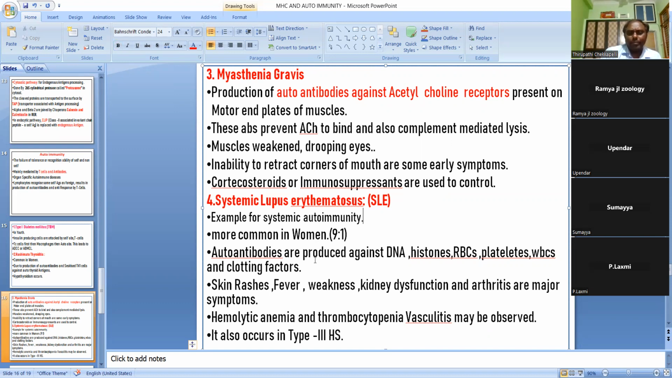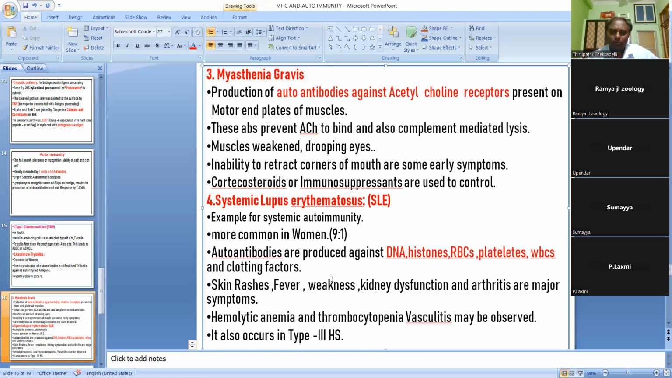Autoantibodies are produced against our DNA, histone proteins, RBCs, platelets, WBCs, and clotting factors. Here it is mostly related to the DNA of the blood cells and RBCs, platelets, all these. All their antigens are modified. So due to that, the same process takes place. Our immune system recognizes them as foreign.